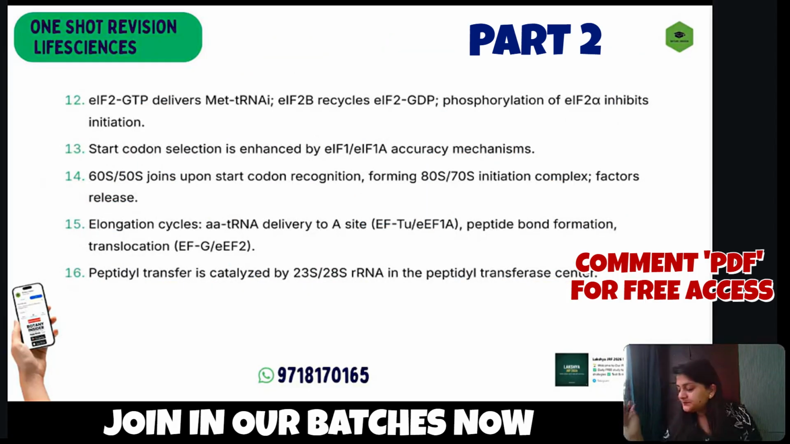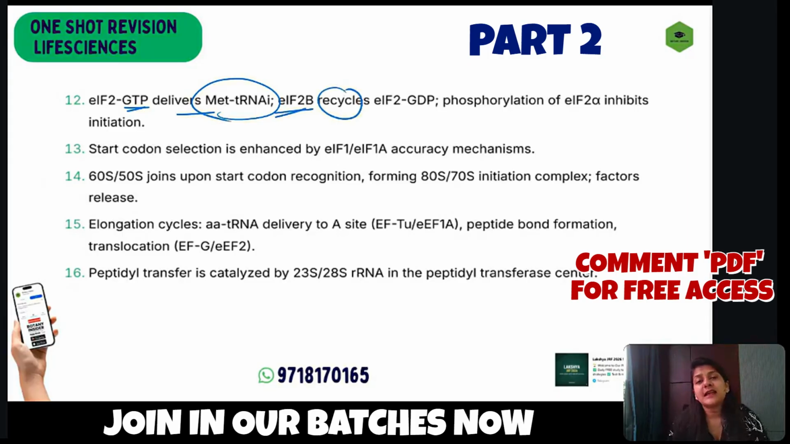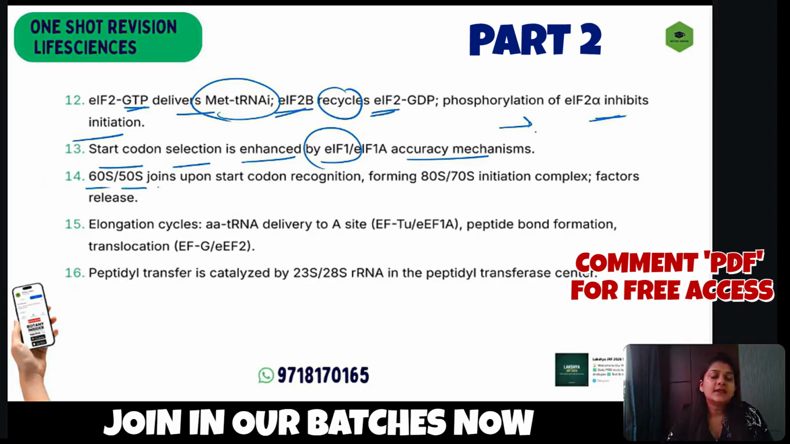Then you have eIF2-GTP, which delivers the Met-tRNAi. eIF2B recycles eukaryotic initiation factor 2 GDP; phosphorylation of the 2 alpha subunit inhibits the initiation. Start codon selection is enhanced by the eIF1 accuracy mechanism. The 60S and 50S join upon start codon recognition, forming the 80S and 70S initiation complexes.